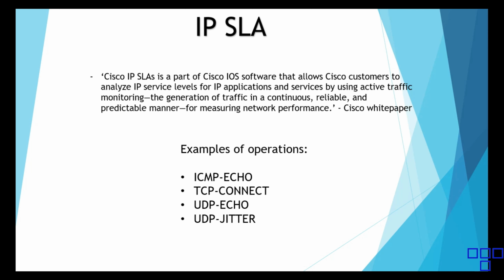Some of these operations do require a responder, which is configured on the target router, and the responder allows you to increase the accuracy of the measurements. One-way delay measurements only have 2 timestamps on the target router. It is recommended though to sync the NTP, the Network Time Protocol, between the source and target routers to get the most accurate results and measurements.